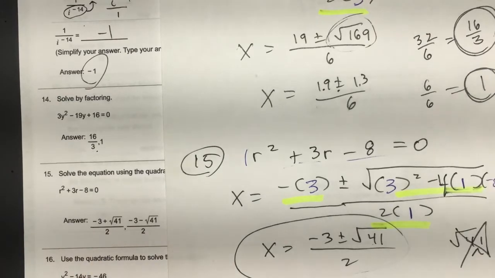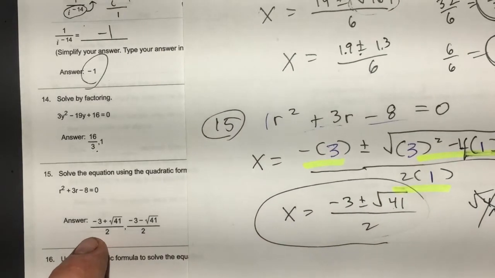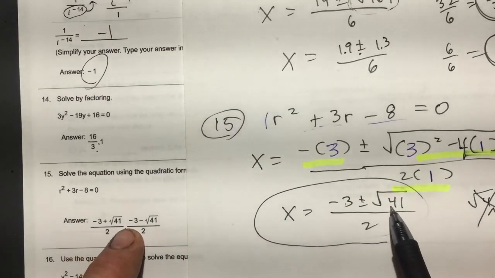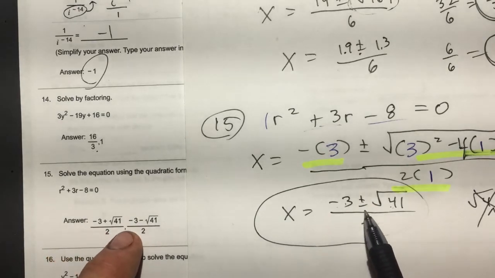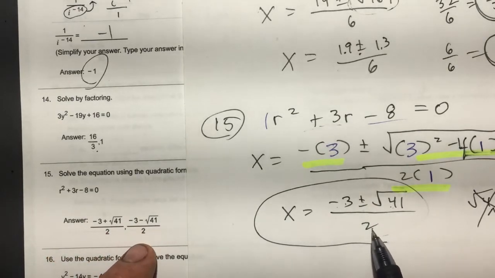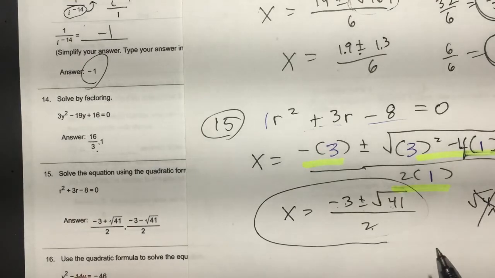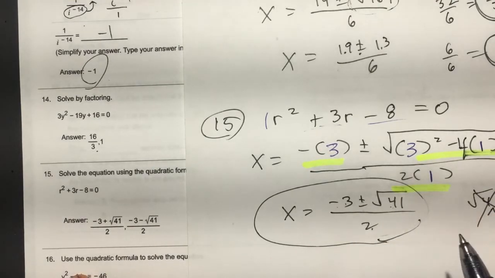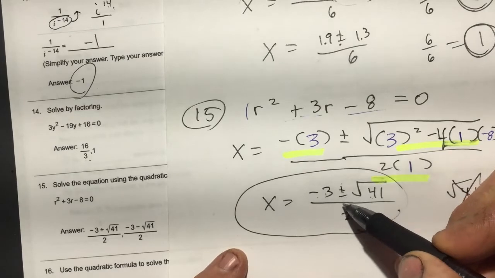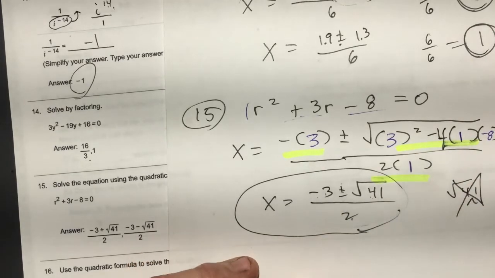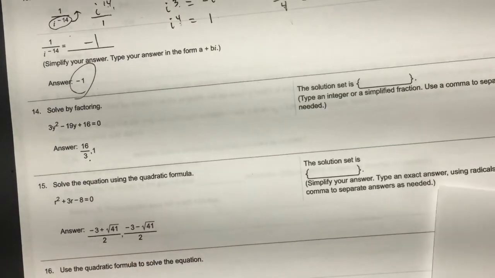So you can see my answers over here. It's negative 3 plus the radical 41 divided by 2, and then negative 3 minus the radical 41 divided by 2. That would be my 2 answers right there. And you can type it all in at once like this. There's a plus or minus option to choose, and you can do that.